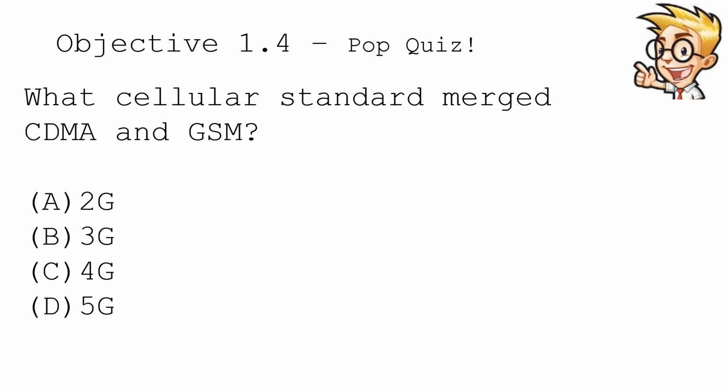Okay, we are at the end here for Objective 1.4, Cellular Network Connectivity. We have a great question here. What cellular standard merged CDMA and GSM? So yeah, these two types of networks were competing quite a bit and used different towers and technologies. Which technology merged them together? So we have A, 2G, B, 3G, C, 4G, or D, 5G.